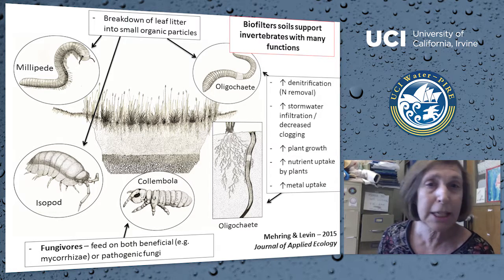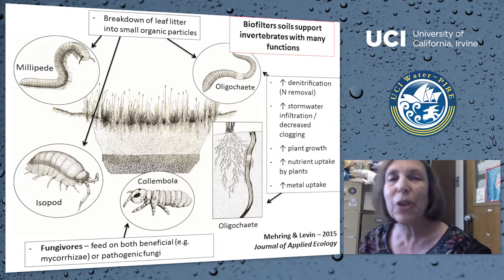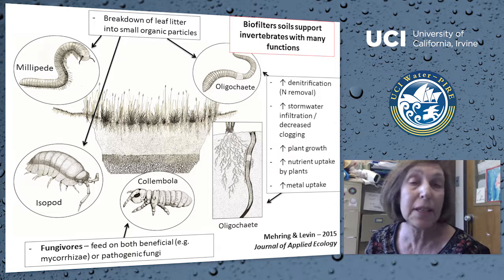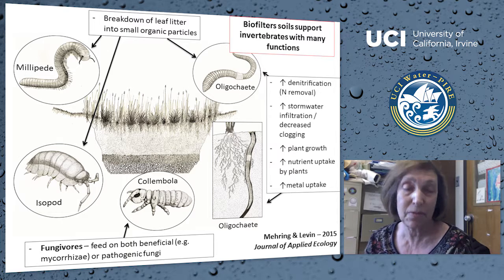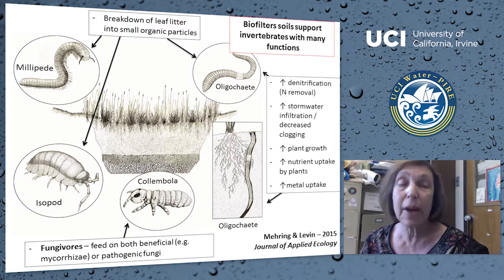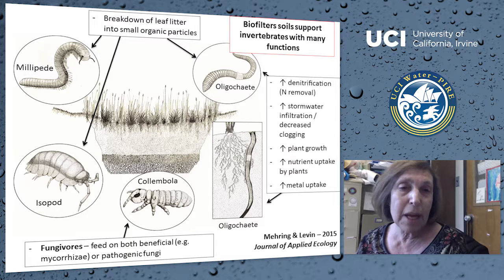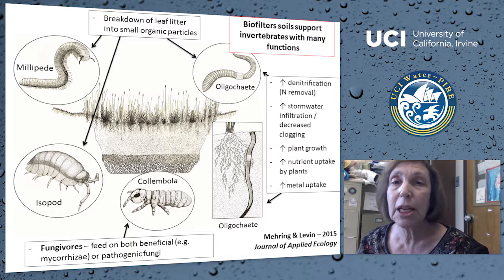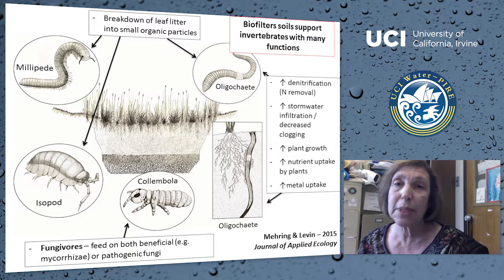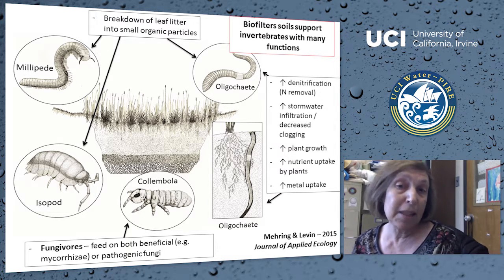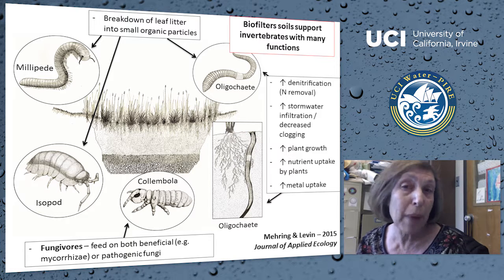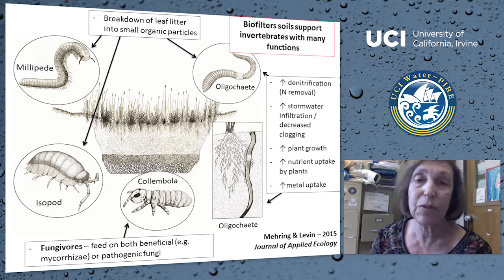Next slide, number 9, shows Andrew Mering's wonderful artwork that illustrates the effects of the invertebrates in soils on some of the functions or properties that might affect water purification function. So the breakdown of leaf litter by millipedes, oligochaetes, isopods. Some of the collembolas are often fungivores, and they both can affect mycorrhizae and other fungi. And very importantly, earthworms can burrow, changing infiltration, decreasing clogging. They can enhance plant growth, enhance nutrient uptake or metal uptake, and even enhance denitrification.